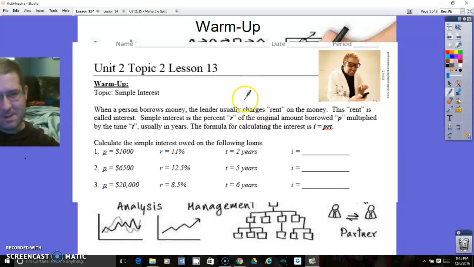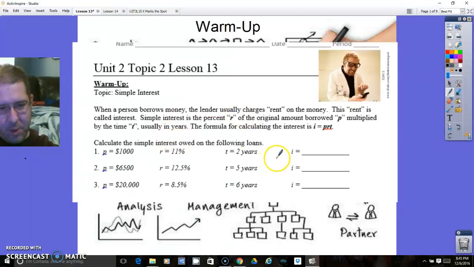This is Unit 2, Topic 2, Lesson number 13. This is a lesson about the efficiency of using different types of linear equations, because there are three main ways, which are point-slope form, slope-intercept form, and standard form. And technically, you can also call a recursive formula a fourth way, so technically four ways.